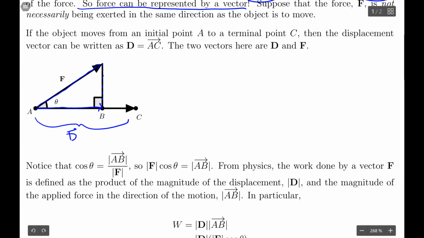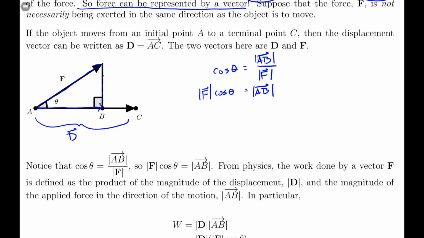So if cosine of theta is the size of AB over the size of F, then we can multiply both sides of this equation by the size of F, and we get that the magnitude of F multiplied by the cosine of theta is the same as the magnitude of AB.